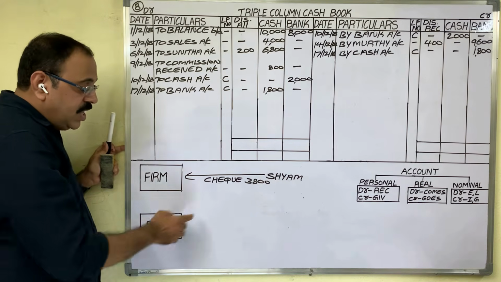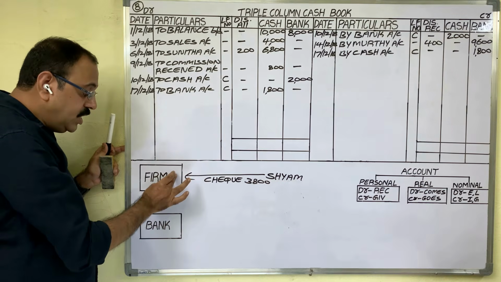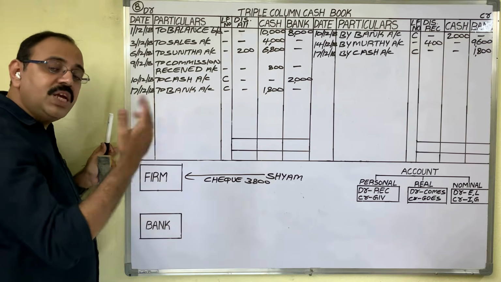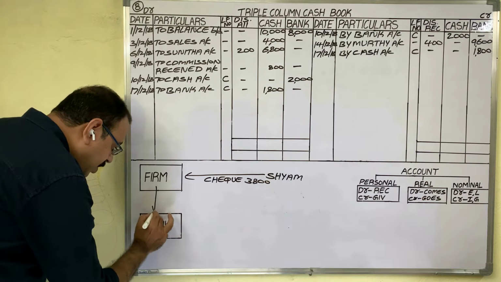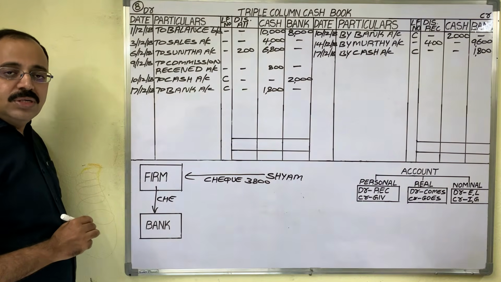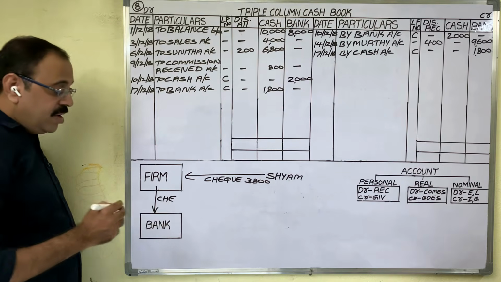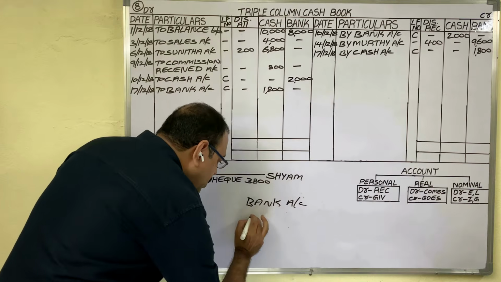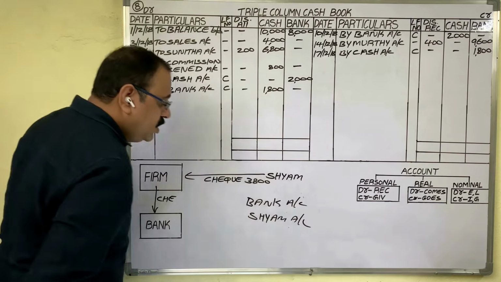Sometimes what happens, we receive check on one day, we deposit that check into bank on other day. In coming problems, we'll see about that point. Here, on the same day, firm deposited the check into our bank account. Now the accounts are, as we deposited that check in our bank account is one account. Shyam is issuing this check. Therefore, Shyam account is another account.